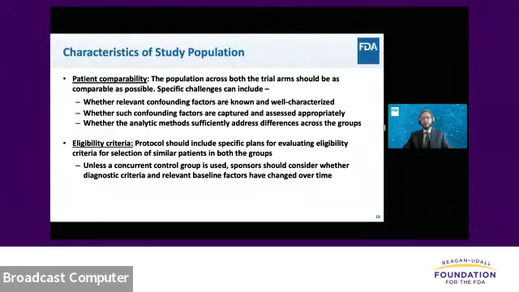In the characteristics of the study population section, the guidance discusses patient comparability across the two arms and the eligibility criteria. The population across both the trial arms should be as comparable as possible, as we keep on mentioning. While accounting for baseline characteristics, specific consideration should be given to whether relevant confounding factors are known and well characterized, whether such factors are captured and assessed properly, and whether analytic methods can sufficiently address differences across the groups. Another consideration is how eligibility criteria can be applied to the external control arm to get a comparable population with the treatment arm. And unless a concurrent control group is used, sponsors should consider whether diagnostic criteria and relevant baseline factors have changed over time. All this should be pre-specified in the protocol.